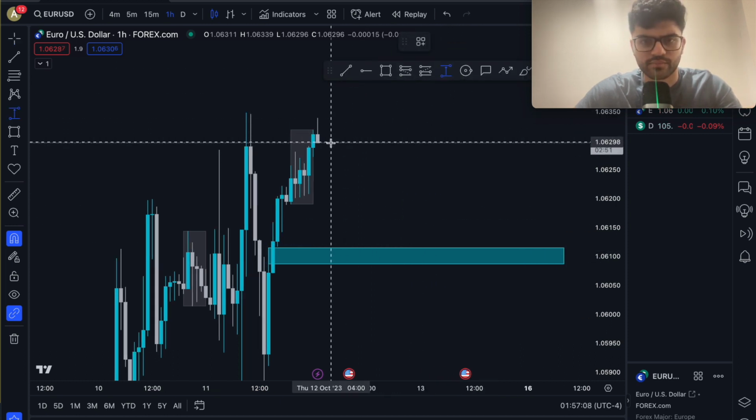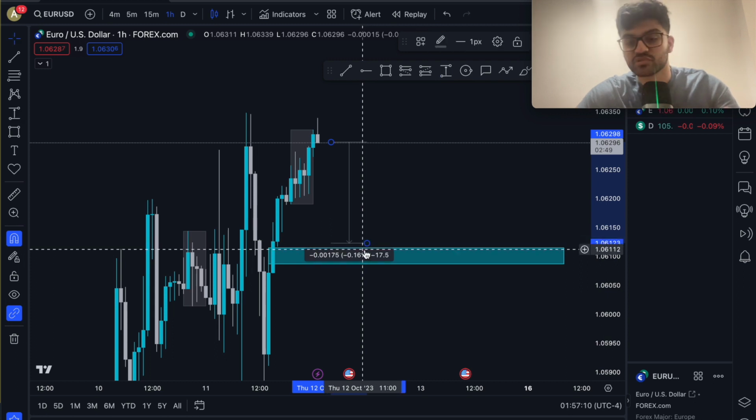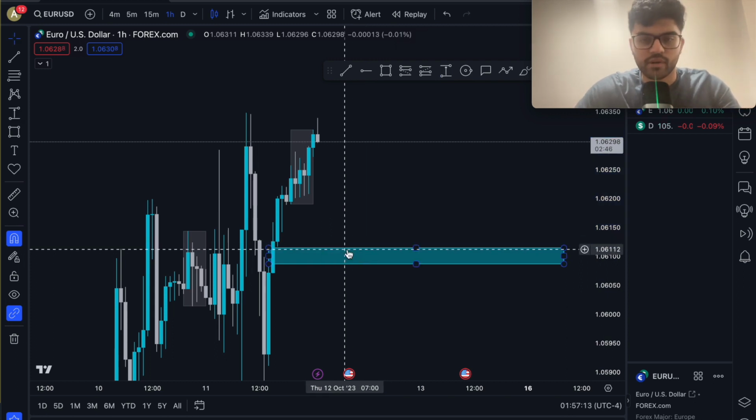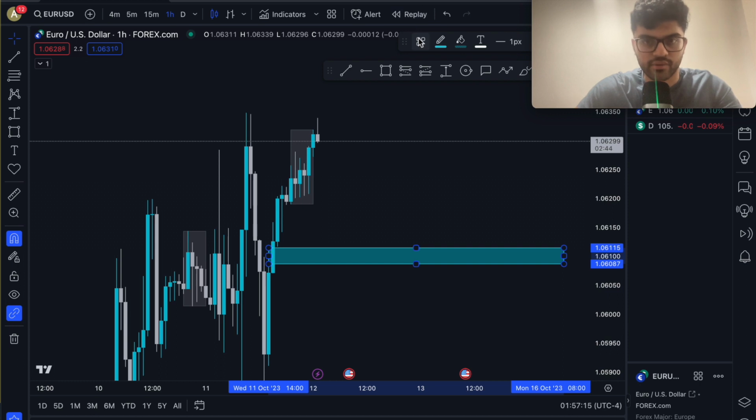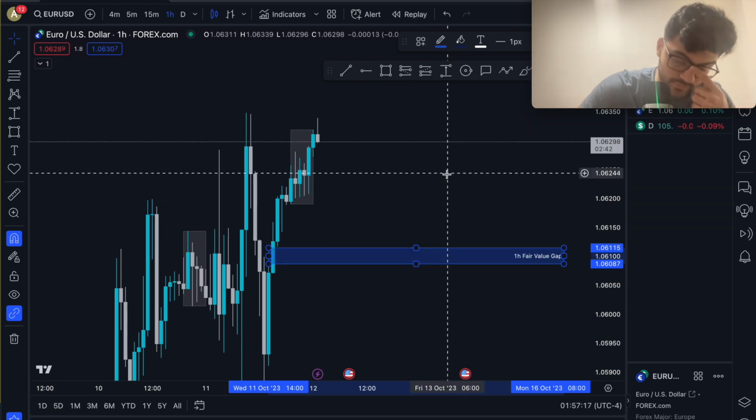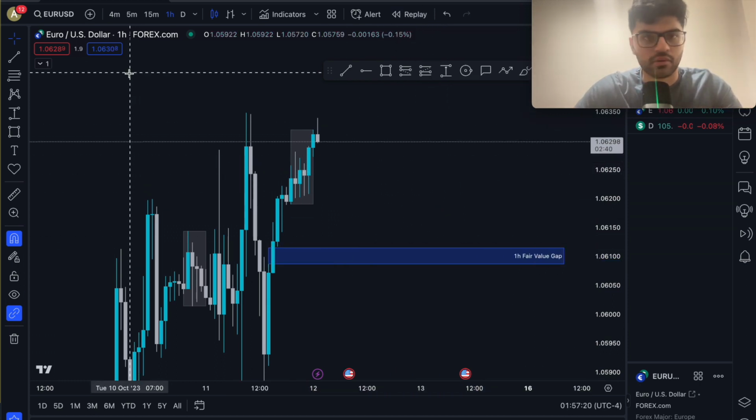How much is it? It's only 18 pips to be fair, but that'll be a really nice area, a nice target, so you can mark that out.